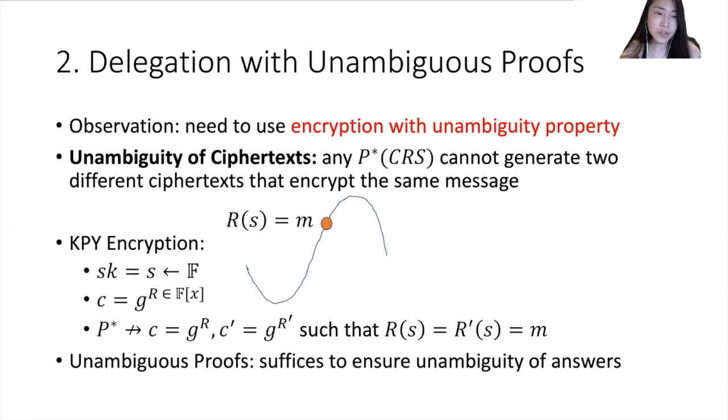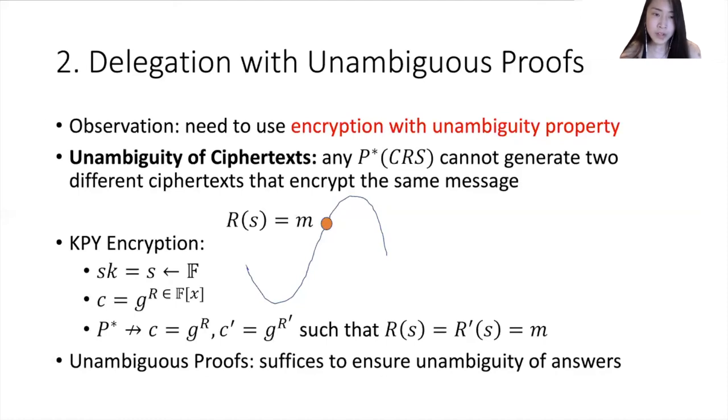In this encryption scheme, a secret key is a random field element S, and a ciphertext is just an encoding of a low degree polynomial R that passes through the message at the secret key. And so now, if a prover succeeds in generating two different ciphertexts C and C prime that encrypt the same message, then R and R prime are two different polynomials that agree at a random point S with noticeable probability.